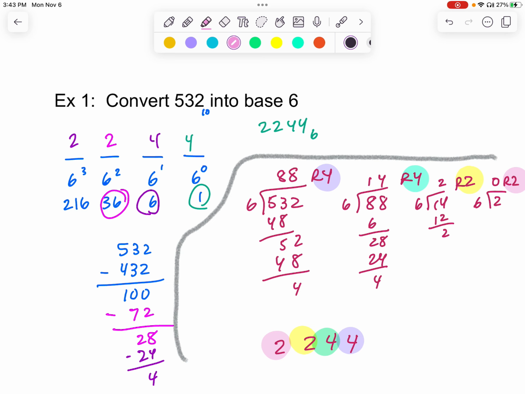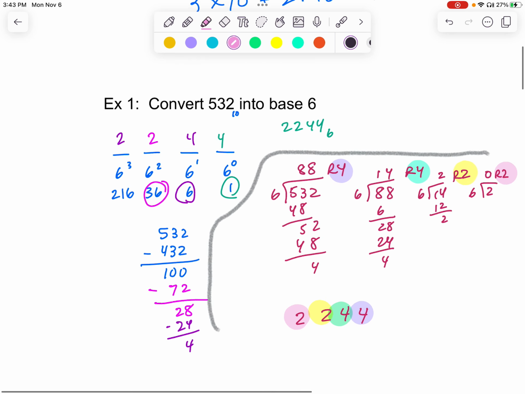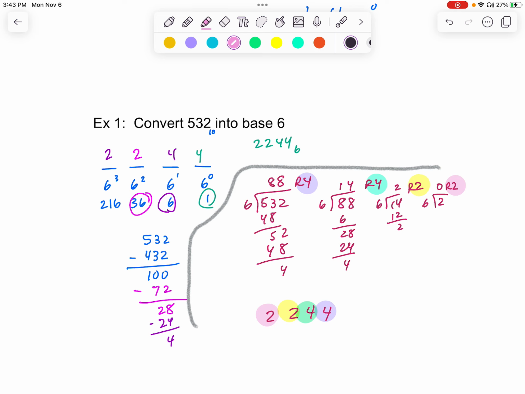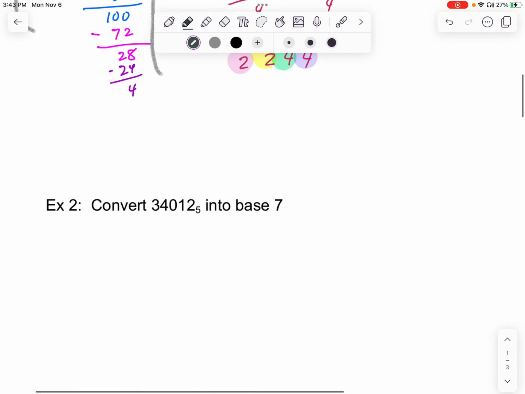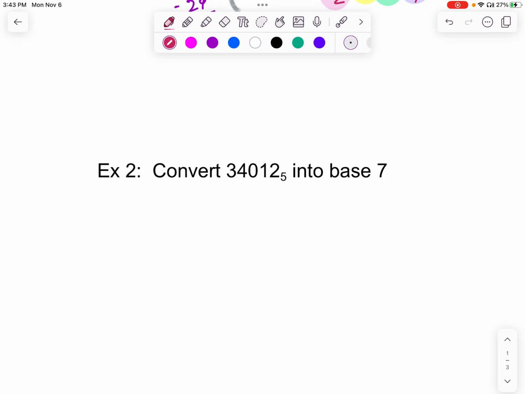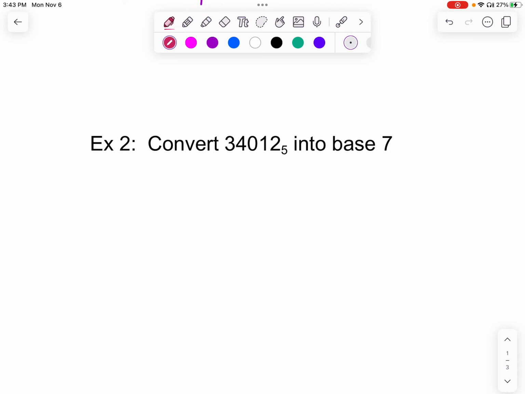Now, this trick can work nicely sometimes. However, it's really important that you understand the logic behind asking yourself how many of the base can I get in there. All right, now let's say I'm trying to go from one base into another. If you look this up online, you'll see a lot of different tricks that people use, but honestly, your best bet is to go from base 5 into base 10, and then from base 10 into base 7.